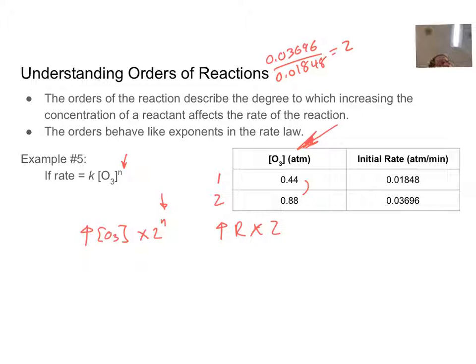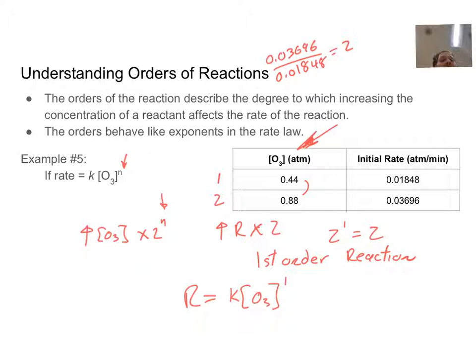So we have to write an expression that says that if the concentration doubles, the rate will also have the same correlation. So 2 to the first power gives me the way the rate doubled. In this case, we're going to call this a first order reaction. And when we write the rate law, we're going to say R is equal to the constant times the concentration of O3 to the first power. So that's how we express that.